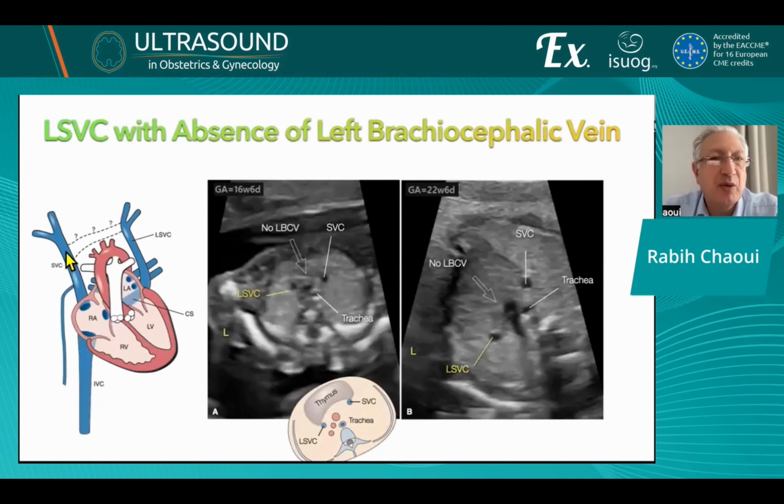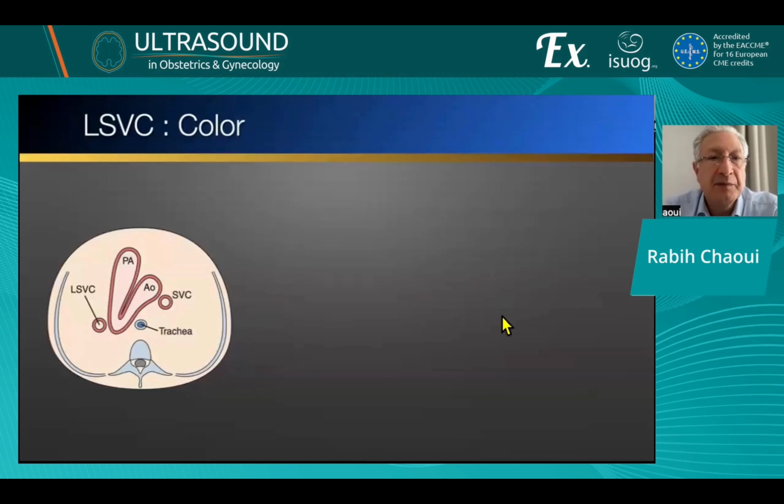Moving to the upper thorax, where you are expecting to see the left brachiocephalic vein, you see an absence of the vein, and you see an empty space behind the three-vessel trachea view. So this is here the thymus, and it should have been shown that there is a bridging vein here, and the LSVC is not present. You see here a 16 weeks case and a 22 weeks case.